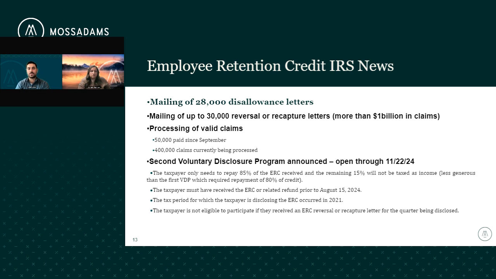Two voluntary disclosure programs have come out where if you think that you've requested money, but now you know you're not eligible, you can give most of the money back and keep some of it. But they're really trying to make an effort to claw back some of these funds. Billions of dollars of inappropriate ERC claims are out there, and they don't want to give the money away.